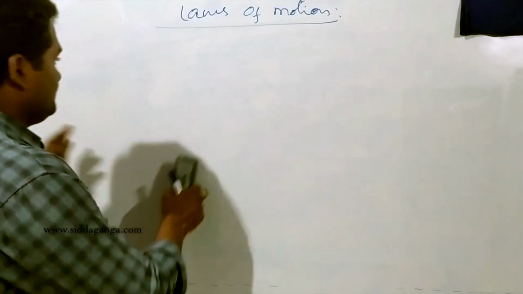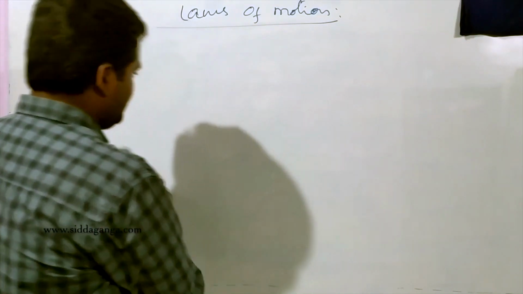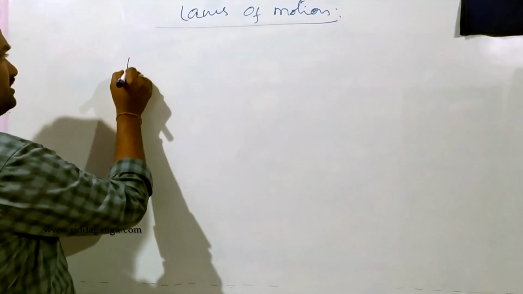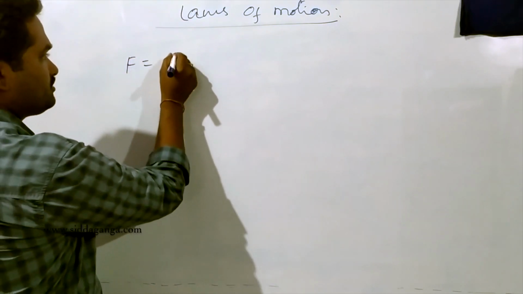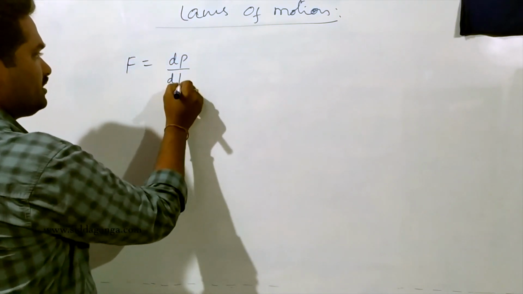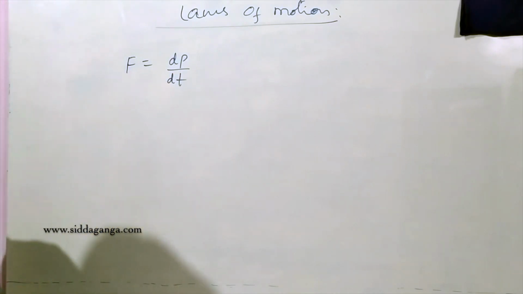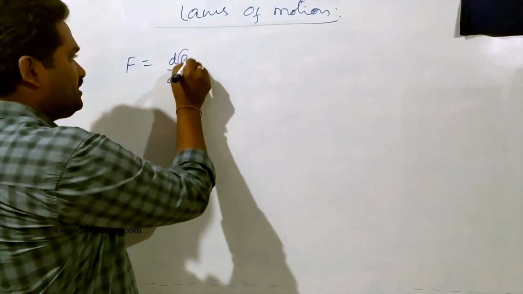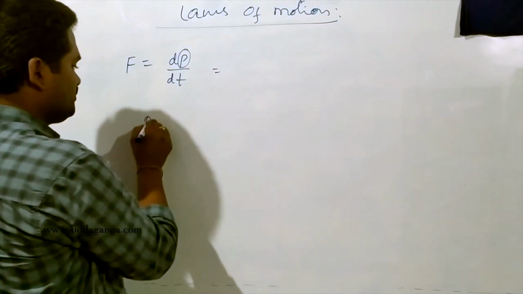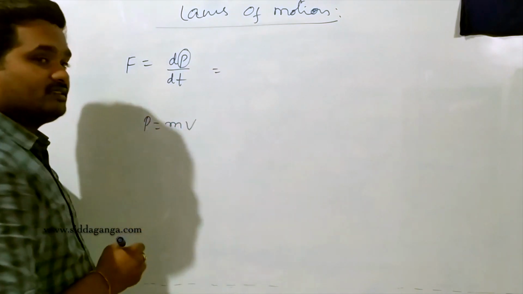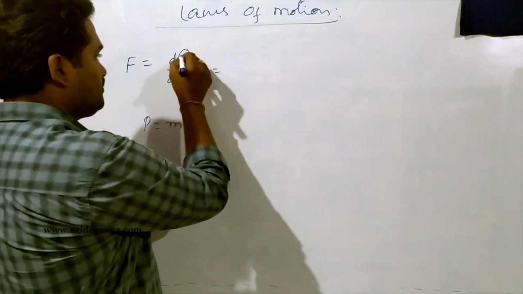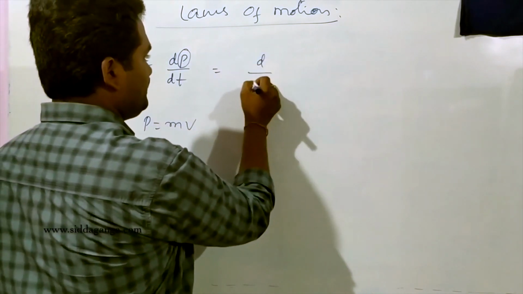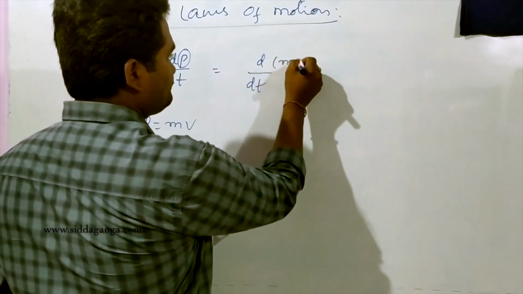I will go straight to Newton's second law of motion. What is the relation we write? F equals the rate of change of momentum: F = dp/dt. And momentum is nothing but the product of mass and velocity. So how should this equation be written? F = d/dt of (m v).